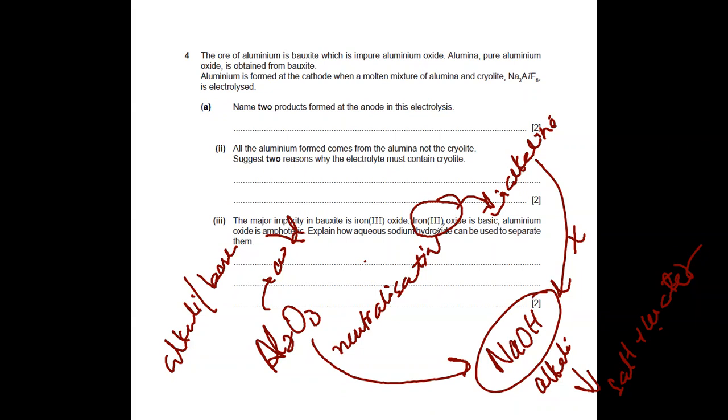So when I told you at the very start about aluminum oxide, I said step number 1, we have to treat it with sodium hydroxide so we can get aluminum oxide. So that is how you get it.